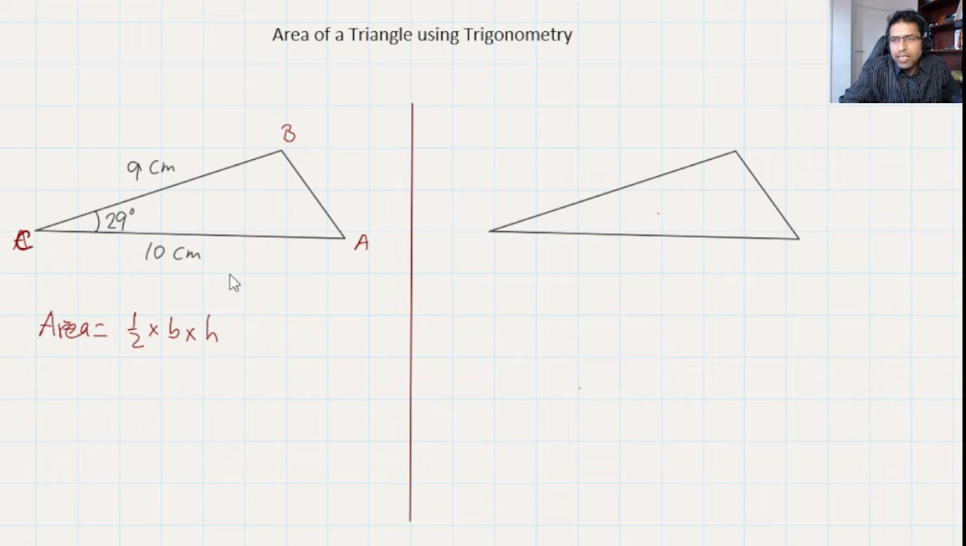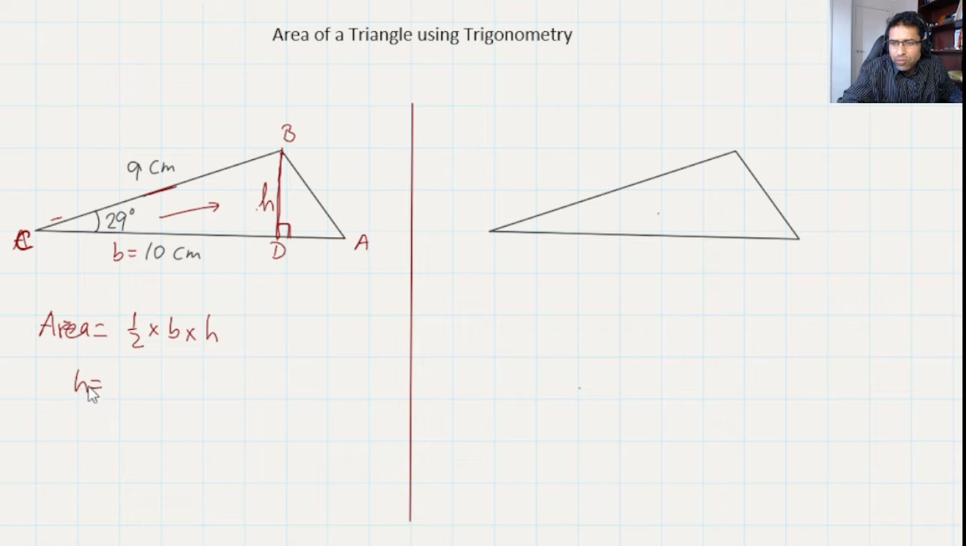That's the area. But in this case, if you think this line is your base, so we said this is our B, for instance, so B is 10. So we know that B is 10. But what is H? H is the perpendicular height. In this case, we don't know, so we can make a perpendicular line here and say this is our perpendicular line and this is our 90 degrees, right? So this is our H. We don't know what H is.